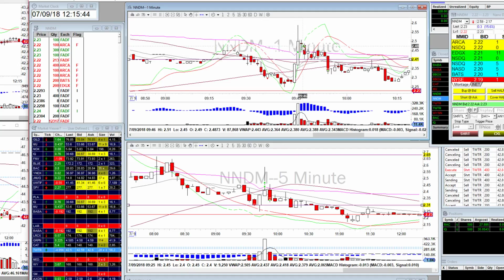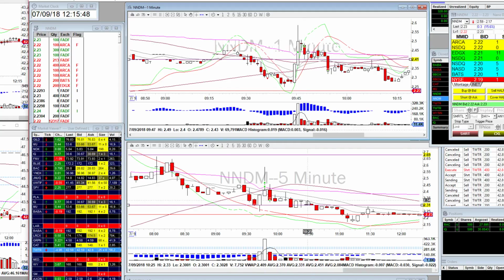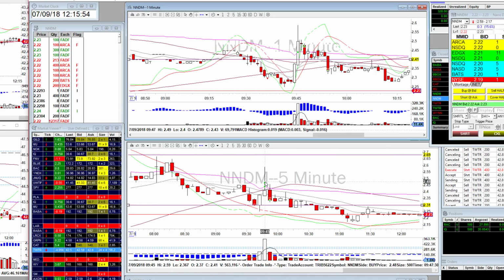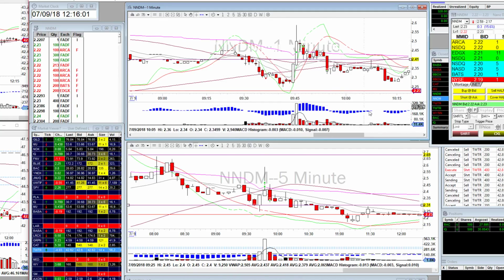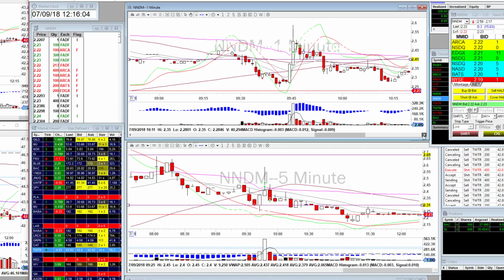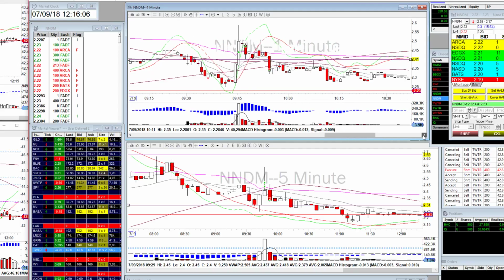So I got chopped up there, and I think I went long here, and seeing that it popped above VWAP, it may go and test this level at 269, which is 20 cents away. It's not too bad. But it dropped, so I got stopped out. So I lost more money there.